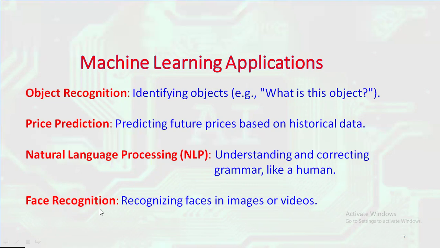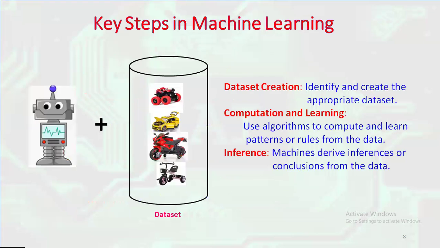And the other application is face recognition. This feature enables systems to detect and match human faces from images or videos. It is commonly used in smartphone security, surveillance systems, and even in tagging photos on social media. Next, we will see some key steps in machine learning.